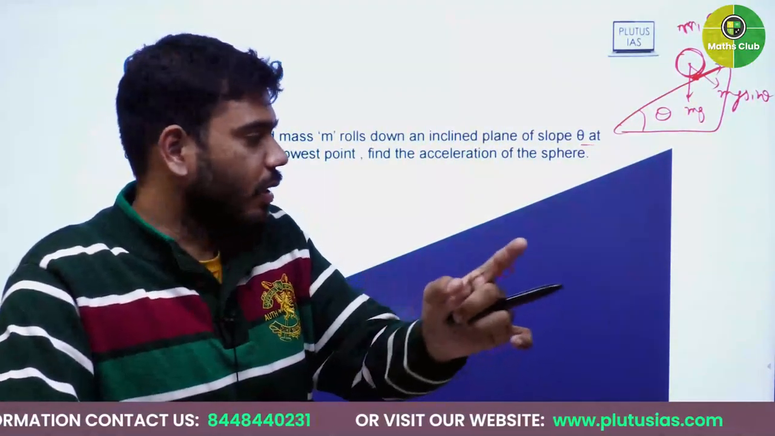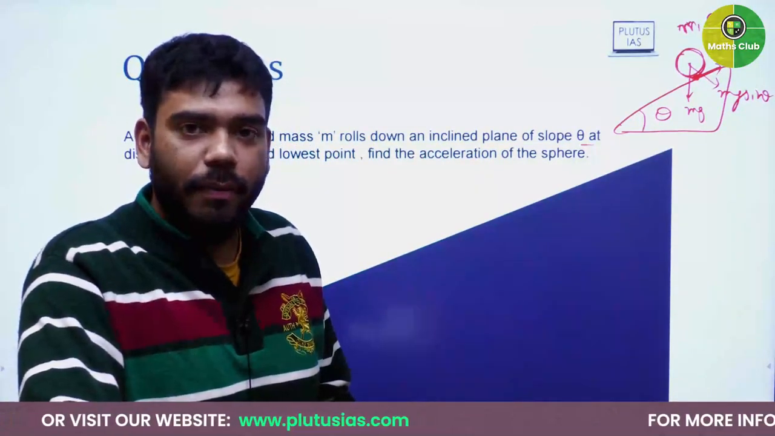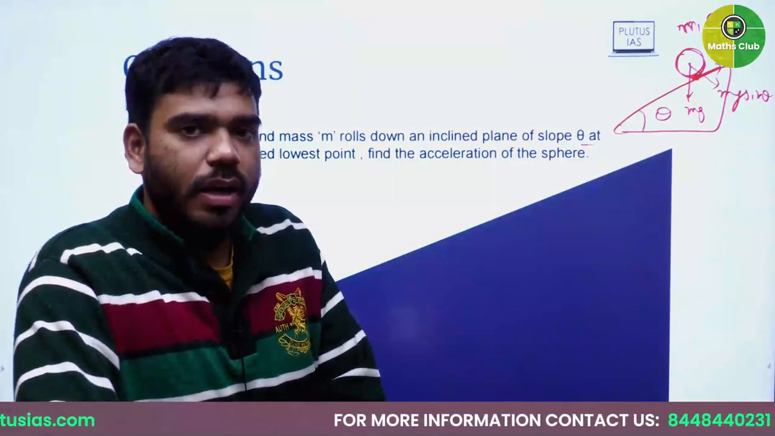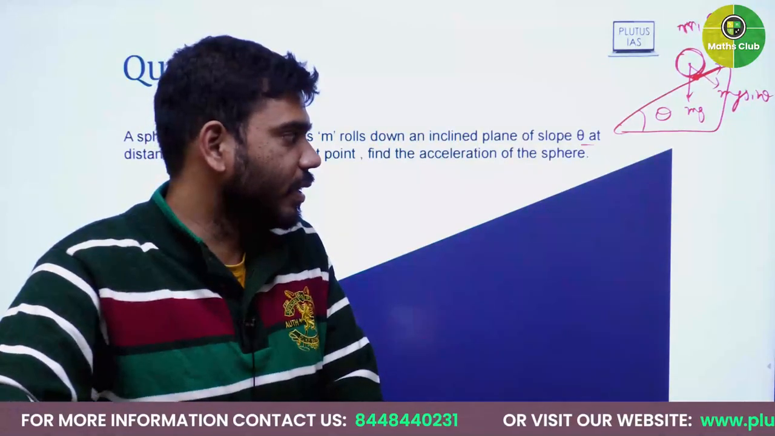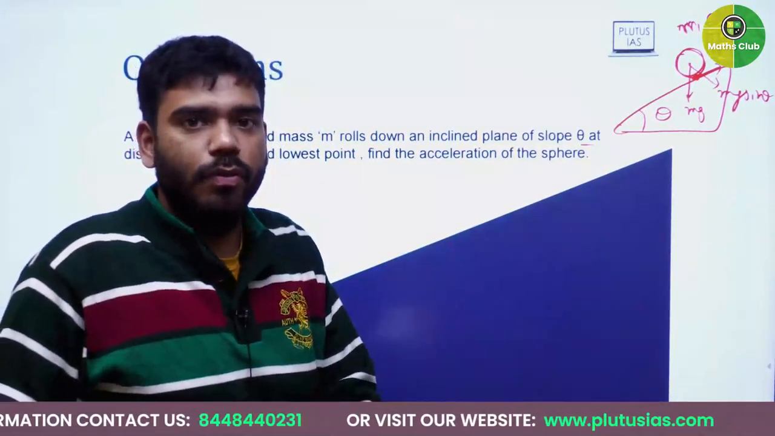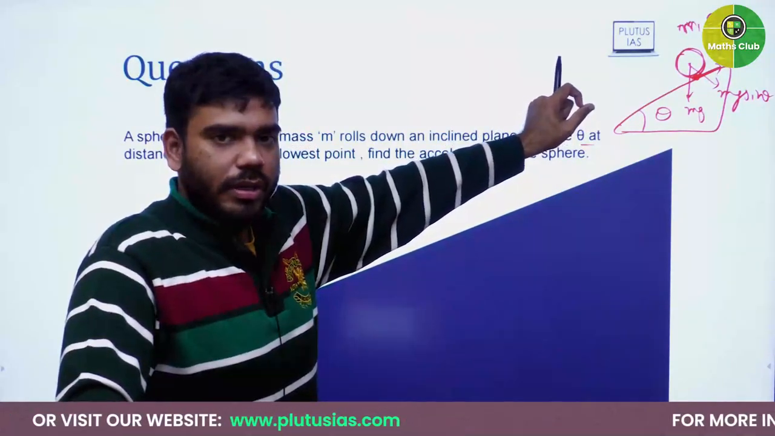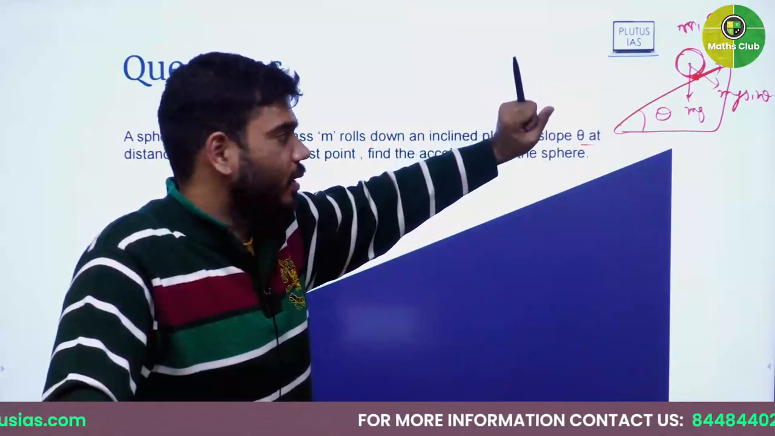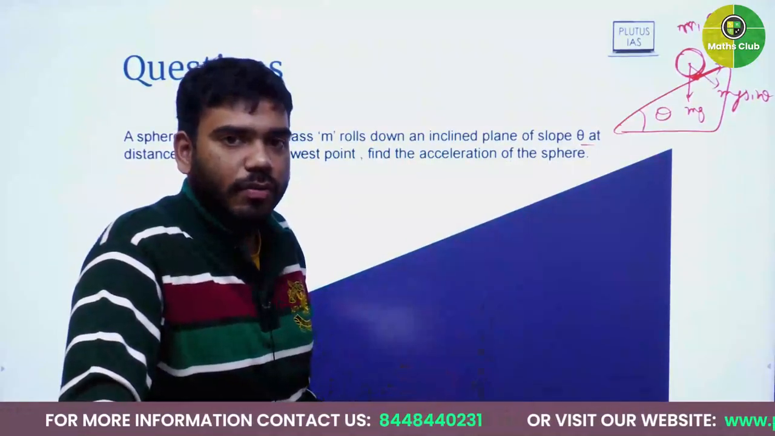Ek degree of freedom hai, and generalized coordinate ka matlab tha, how many different coordinates which are mutually independent of each other. How many such mutually independent coordinates are required to have a sufficient, a very complete description of a moving body. Since here the degree of freedom is 1, the only generalized coordinate that we need will be 1. Ek hi generalized coordinate, ek hi variable se, very easily we can solve this complete equation and we can come to the acceleration of the sphere.